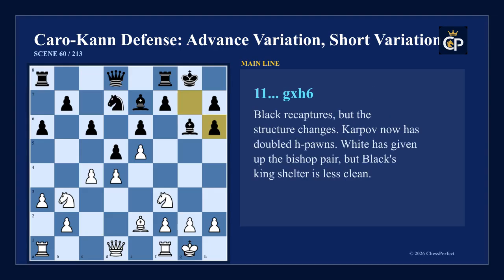G takes h6. Black recaptures, but the structure changes. Karpov now has doubled h-pawns. White has given up the bishop pair, but black's king shelter is less clean.